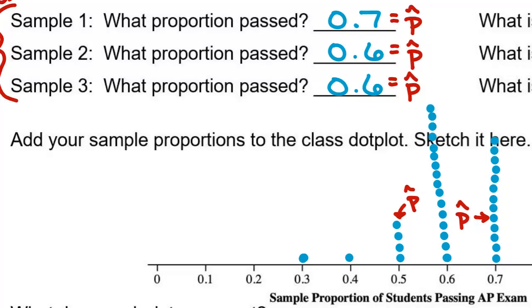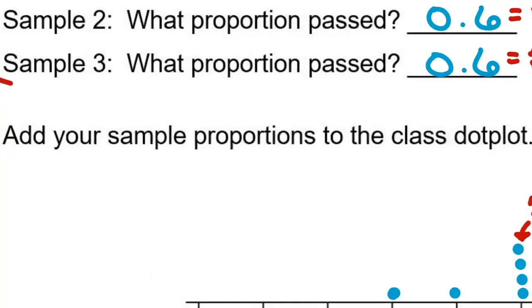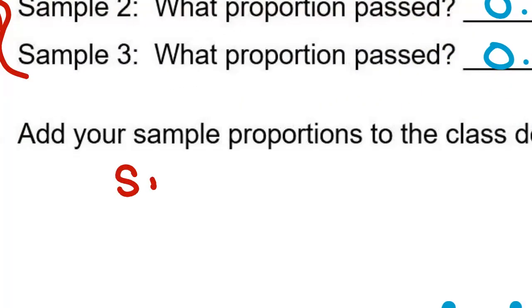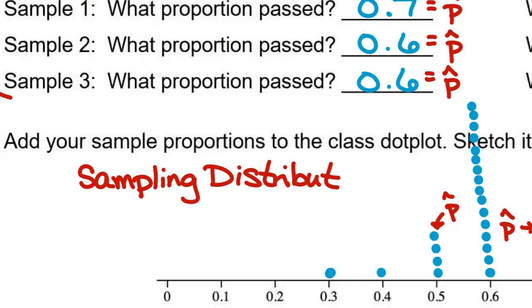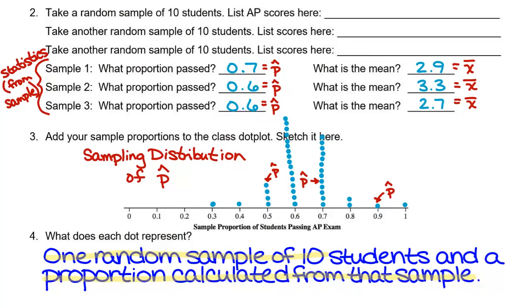0.62, somewhere between 0.6 and 0.7. Does that seem reasonable based on our dot plot? Yes. We call this a sampling distribution. This is a sampling distribution of p hat.